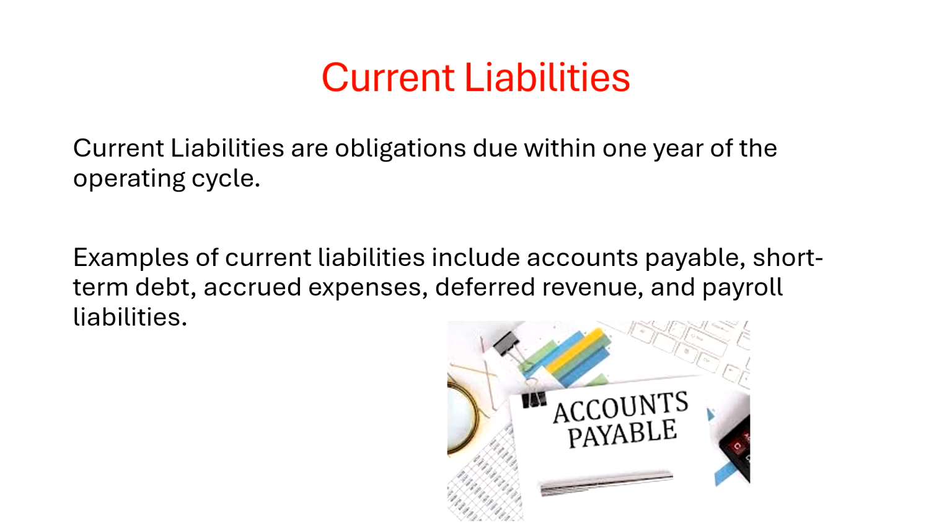Current liabilities are obligations due within 1 year of the operating cycle. Examples of current liabilities include accounts payable, which is money owed to suppliers for goods or services; short-term debt, which are balances on credit lines or notes payable soon; accrued expenses, which are expenses incurred but not yet paid, like salaries, interest, or taxes; deferred revenue, which are payments received from customers for products or services not yet delivered; and payroll liabilities, which are wages and related taxes owed to employees.